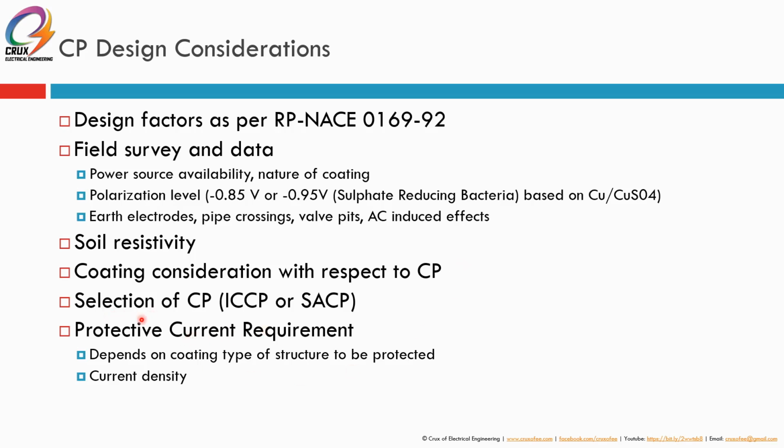And then whether you want to use the selection of CP lah. So this one will be depending on how much current is required to protect the pipeline or the tank or any electrical equipment. Any metal equipment that needs cathodic protection. Protective current requirement depends on the coating type of the structure to be protected and the current density lah. So the current density will depend on the surface area that needs to be protected.